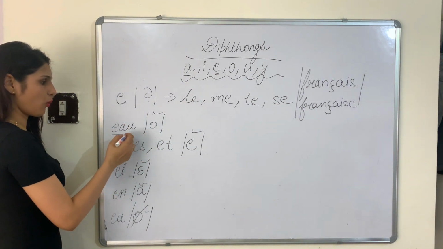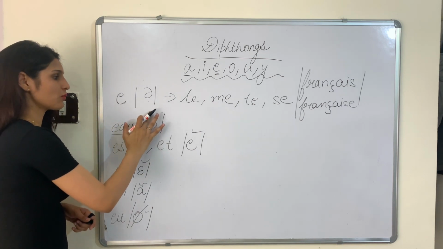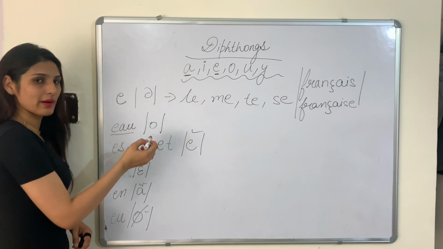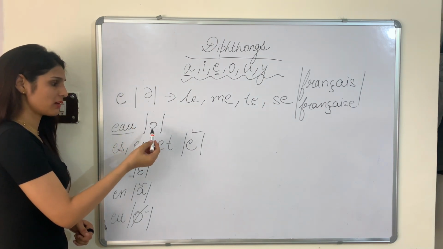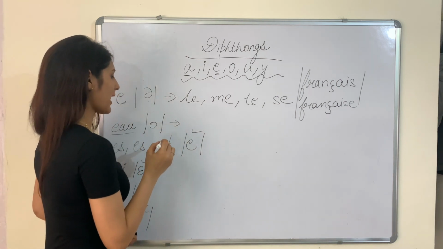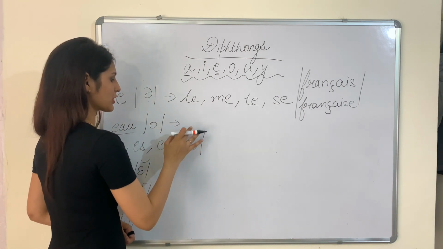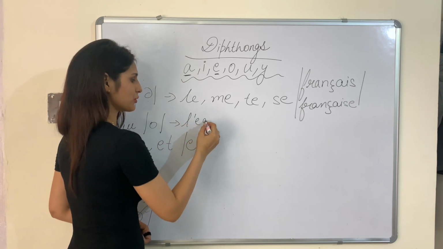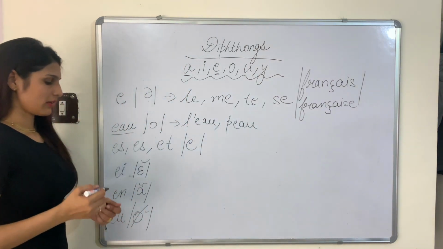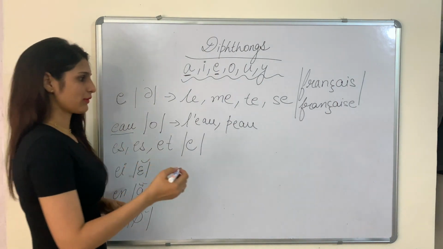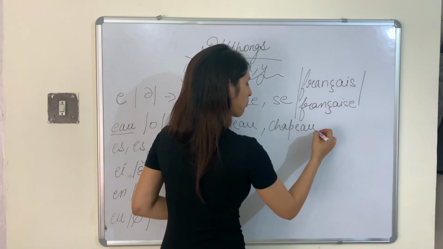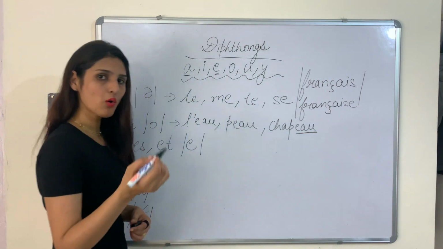Okay. O. It gives the sound of letter O, and its phonetic sign is also this. So now we have our words which are like l'eau, which means water, po. So these are, okay, I'll give you one more example. Chapeau, o sound is coming.